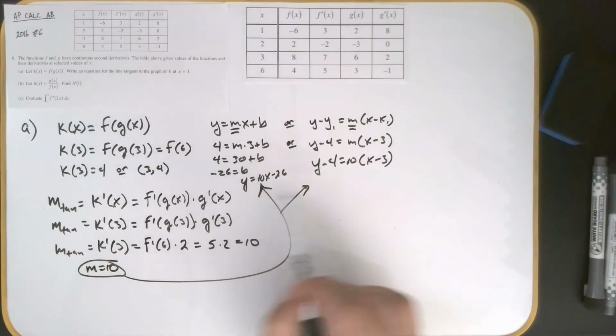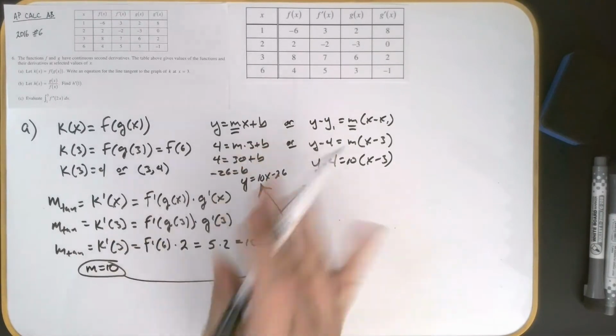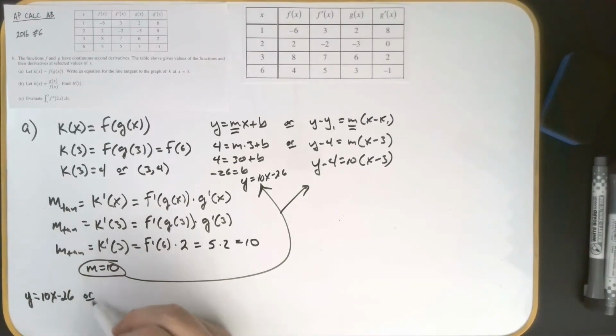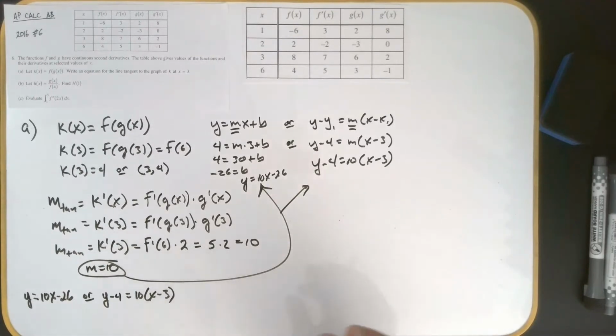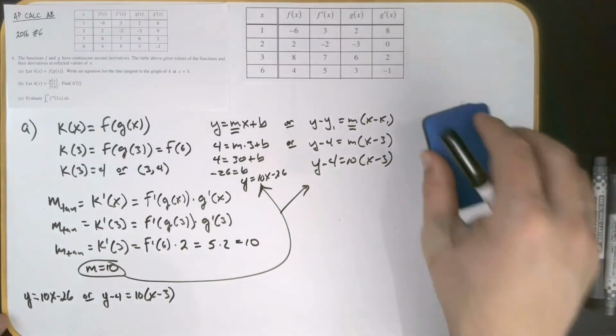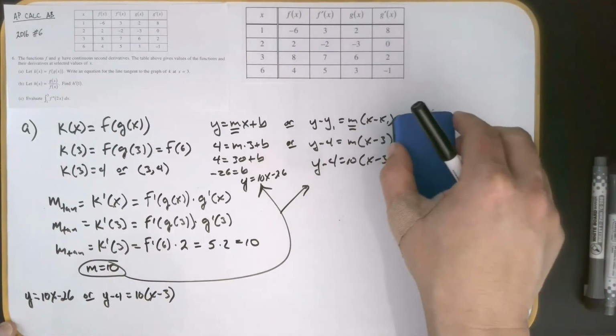So I'm going to take those solutions and I'm just going to write them over here so we still have room to work. So my conclusions were y is equal to 10x minus 26, or y minus 4 is equal to 10 times x minus 3. Okay, and that's a pretty standard skill in calculus class, right? The equation of a tangent of a function, and they give you the function and they give you an x value.